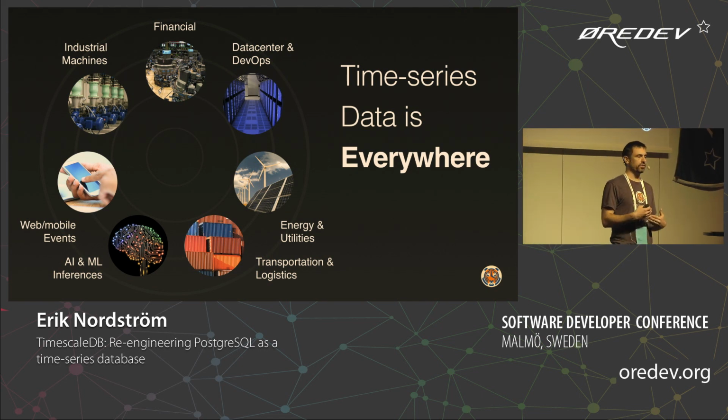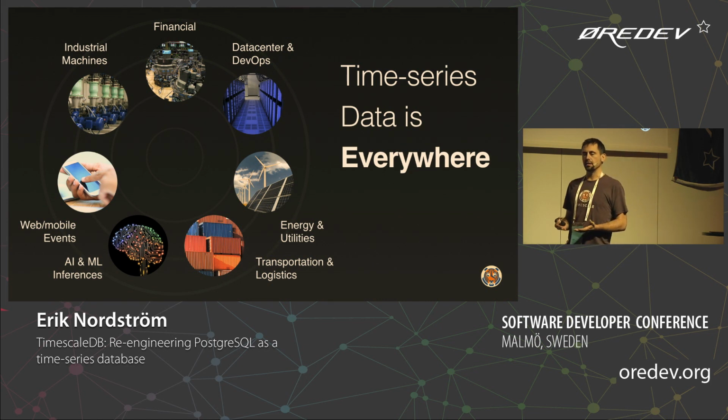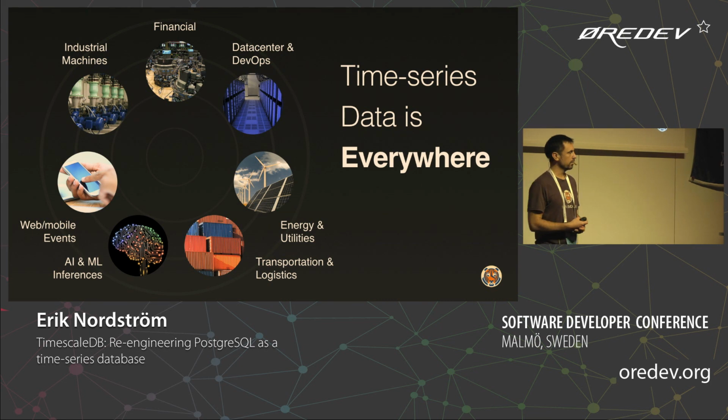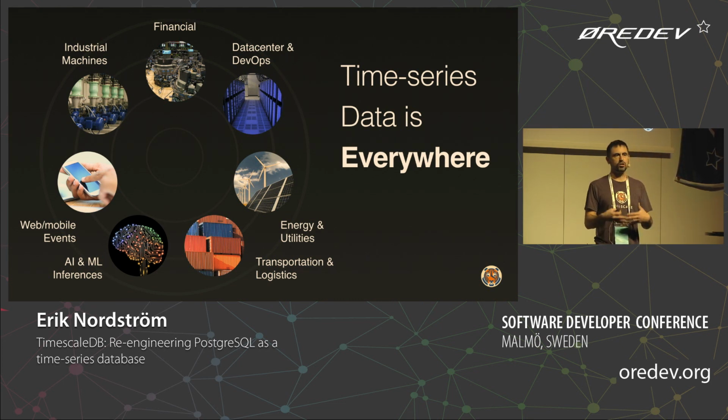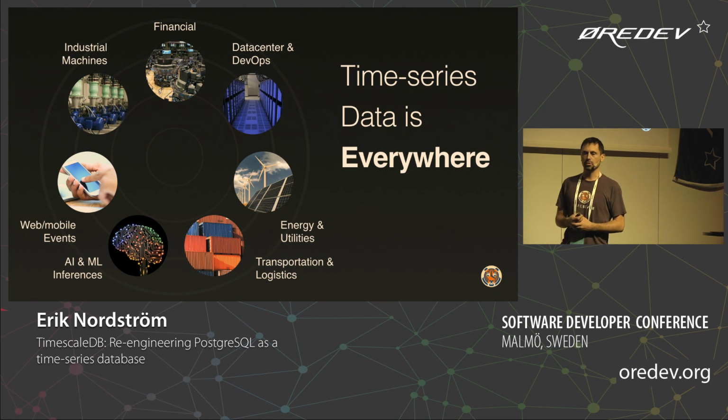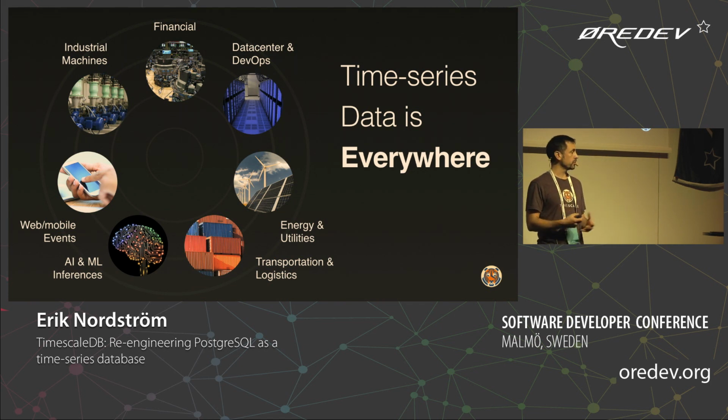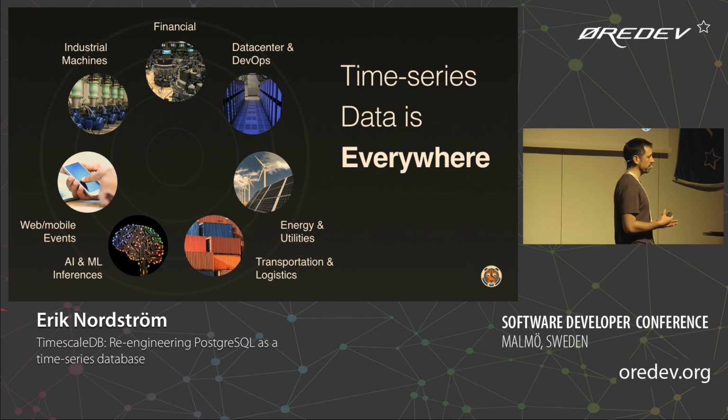You have web and mobile events. You have like push notifications. You want to check what your user's doing in your app. You even have derived or inferred data in AI or machine learning models. In transportation logistics, you might put sensors in your shipping containers to monitor the products you're shipping to make sure that they're stored properly and not destroyed during transport. And of course, in energy and utilities, you want to make sure that you're optimizing your energy production and also usage in your home or house or whatever it is.